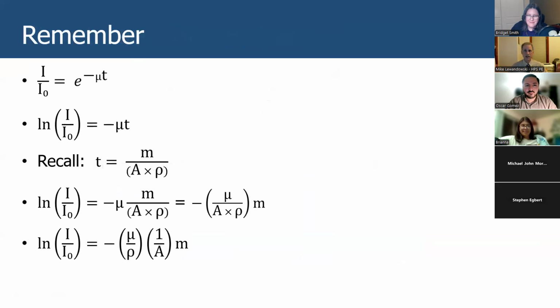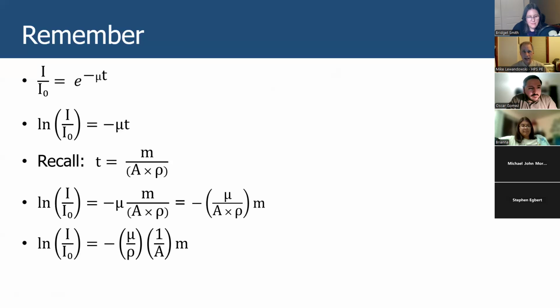So Beer's law: the ratio of intensities is exponentially related to the thickness. So let's take the natural log and rearrange some things. We end up with the natural log of the ratio of intensities equal to minus mu t, where mu is the property of the absorbing material and t is the thickness of the material. Well, thickness is just mass divided by the product of area and density. So if we start throwing these things in and rearranging some terms, we can see that the natural log of the ratio of intensities is equal to minus mu over rho.